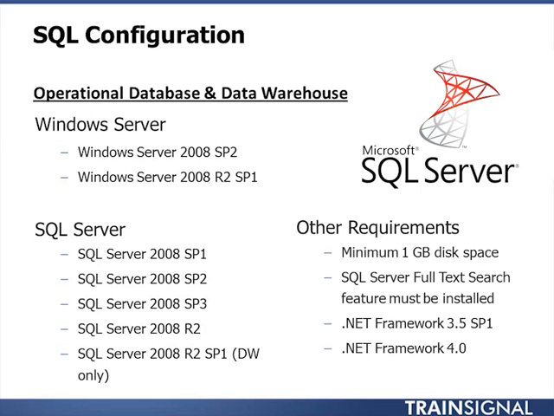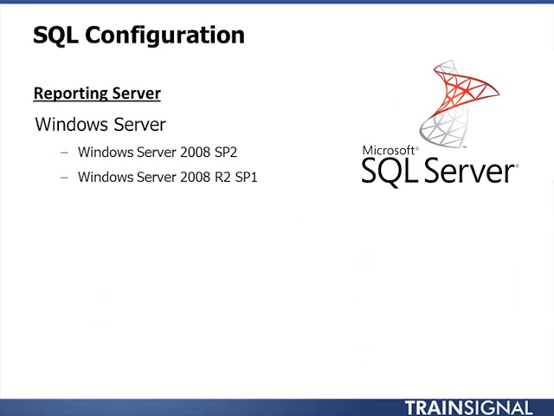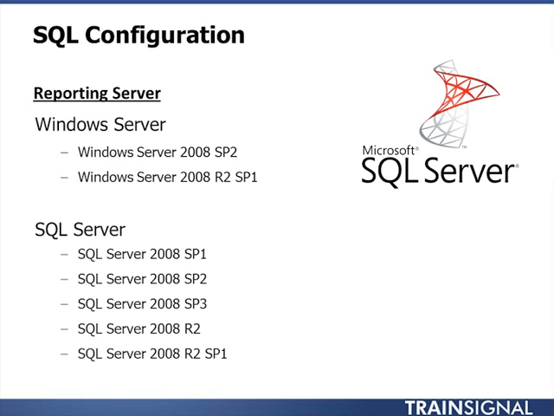But there are some other requirements for these two database servers as well. First of all, a minimum of 1 gig of disk space just to install the component. You're going to really need a lot more disk space than that. That's just the absolute minimum to get going. You should also have the SQL Server full text search feature installed, as it will be used for searching things down the line. And you need both the .NET Framework 3.5 Service Pack 1 and the .NET Framework 4.0.